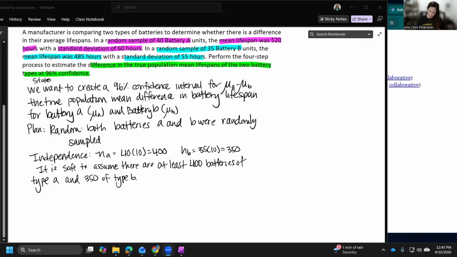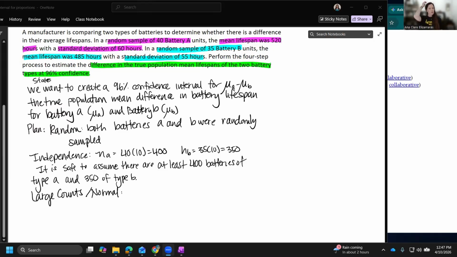Now to check the large counts/normal condition. For means, you have three things that could be true. The population could be normal for both of these given, or the sample sizes could be at least 30, so we could use the central limit theorem to say, yes, it's going to follow a normal distribution.